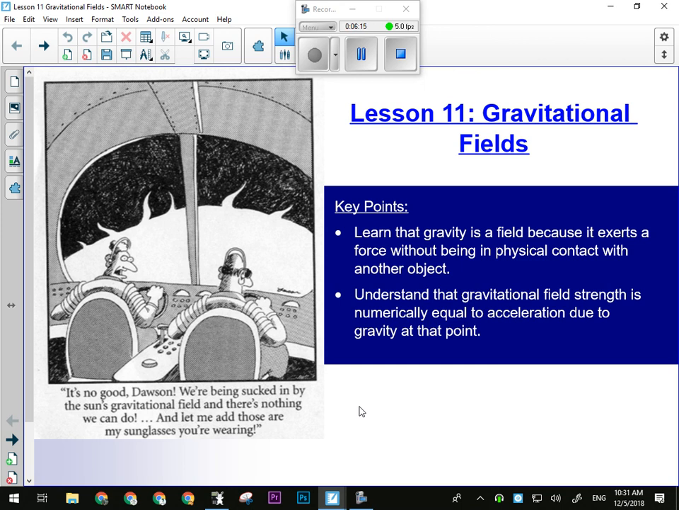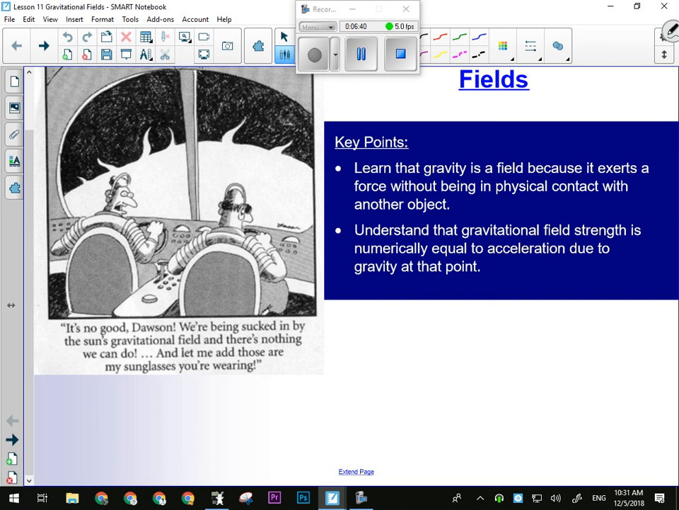So most of the forces we've dealt with are contact forces, but gravity is different because gravity is generated by mass. It can exert its influence in a large area around that mass. The larger the mass, the greater the strength of the field. But the field strength is affected by the same things that the force of gravity is affected by. So the force of gravity, according to Newton, is affected by the mass of the two objects and how far apart they are.